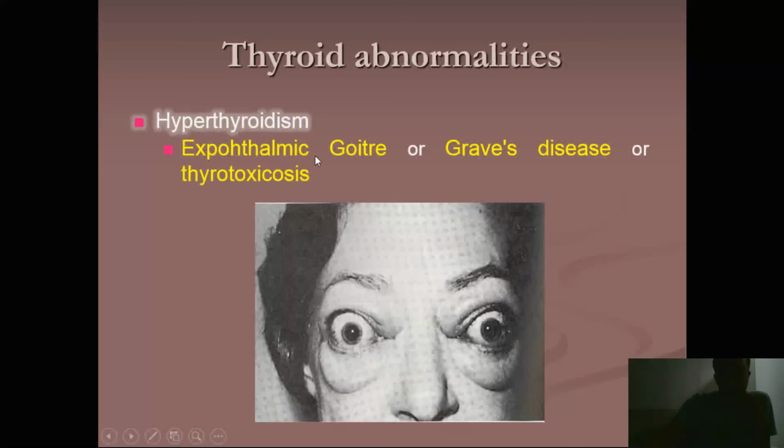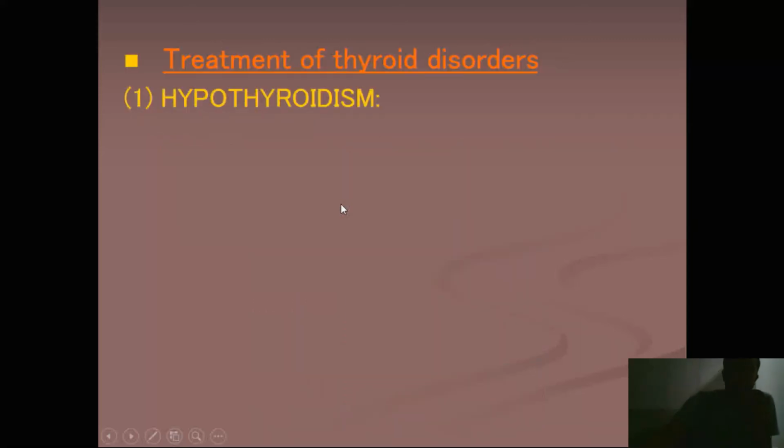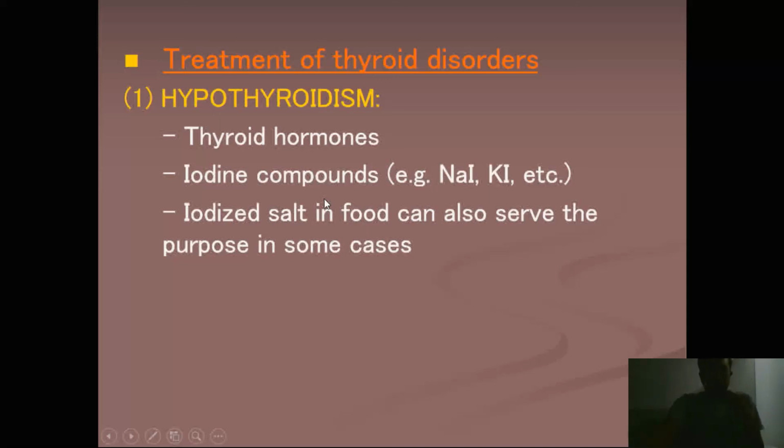So this is hyperthyroidism. Treatment is very easy. Wherever hypothyroidism is there, it is recommended that you take thyroid hormones on the advice of a doctor. Normally it is levothyroxine in various doses, which is decided by the endocrinologist and recommended to the patient. Similarly, in some cases like goiter, iodine compounds like sodium iodide and potassium iodide can also be used. To prevent such disorders, iodized salt in food will serve the purpose.